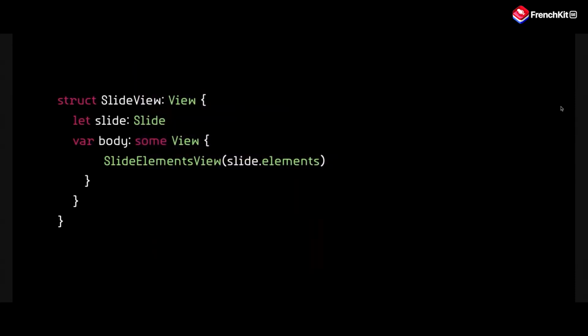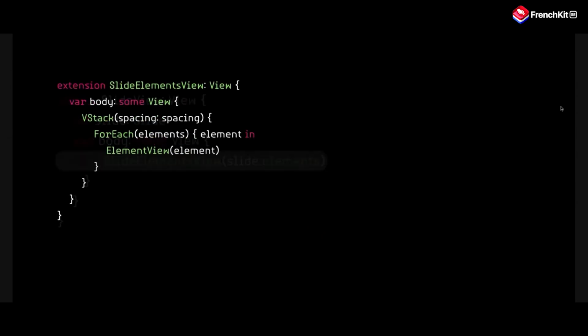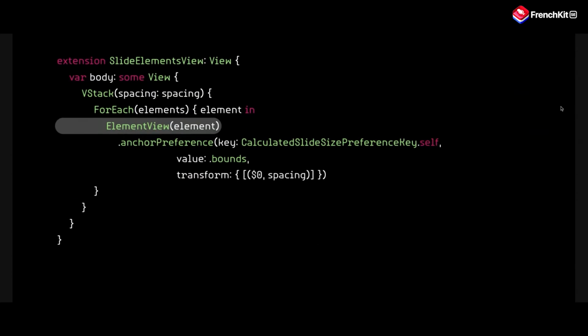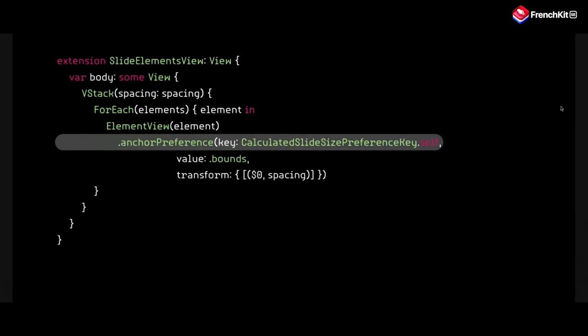First of all, we have a slide view, very easy. This is like one slide. And in there is the slide elements view, which is basically a view that has multiple elements in there. So the slide elements view has a VStack with a spacing, and then it does a for each. And for each element, it opens an element view. So that's how you get a couple of elements below each other. Also, fairly easy. Now we get a new thing. We get an anchor preference with something called calculated slide size preference key. And then we get the bounds and the spacing.